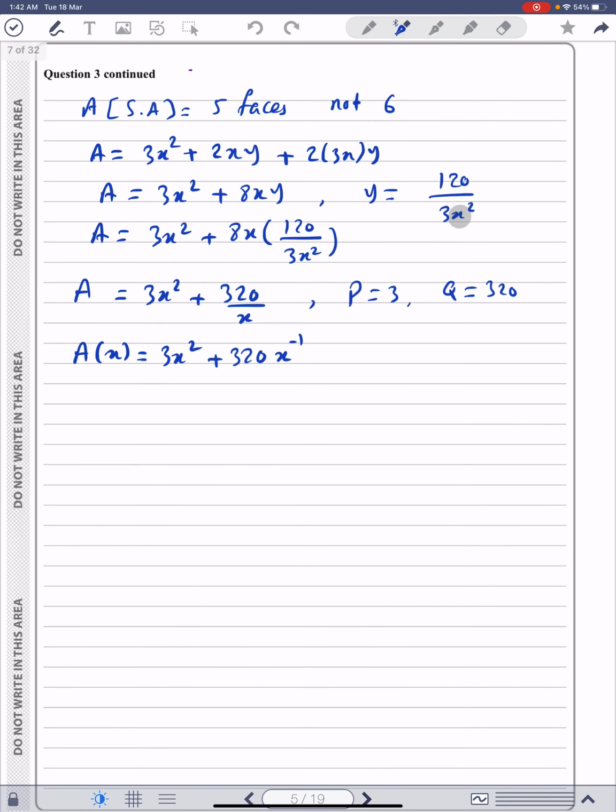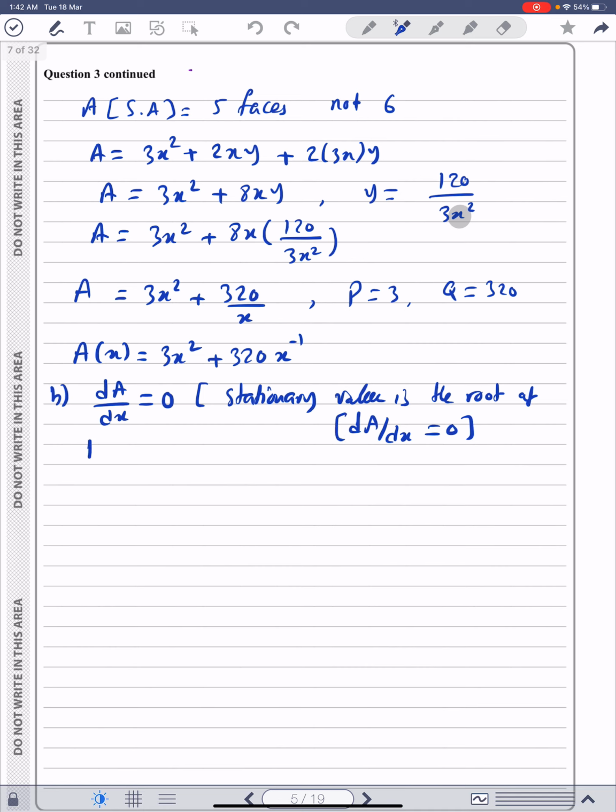Stationary value. To find the stationary value for part B, we just differentiate A with respect to x, putting the derivative equal to 0. So to find the stationary value, if you forgot, the stationary value is the root or the solution of the first derivative of the given function equals 0. So only that we'll be doing, we'll be differentiating now dA over dx.